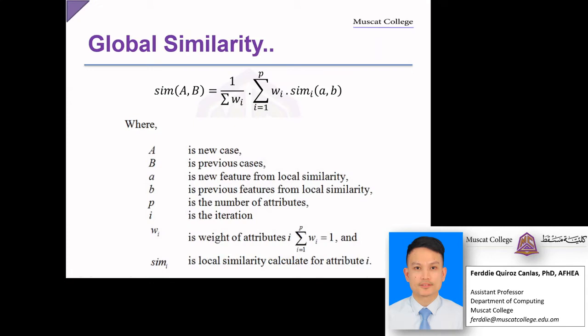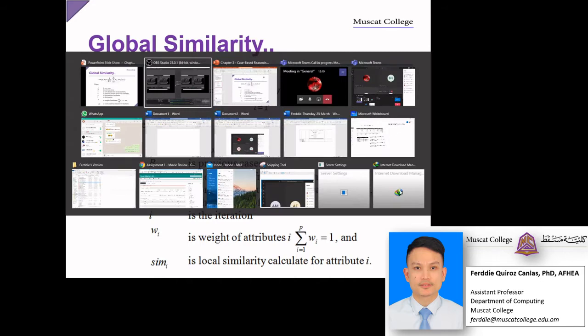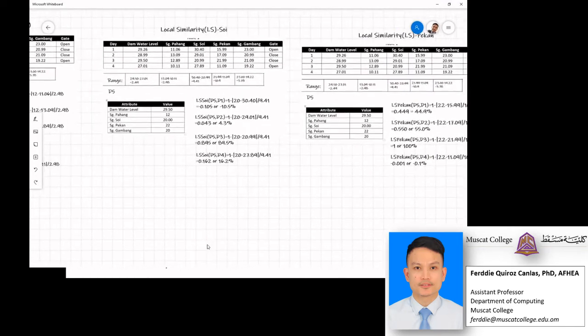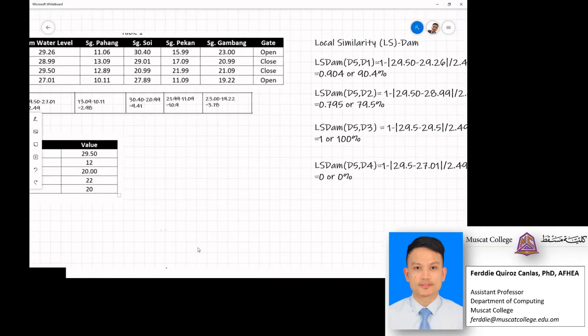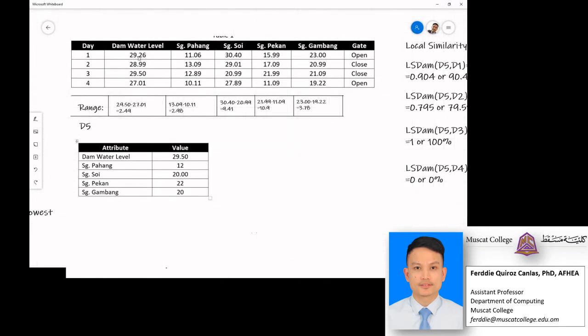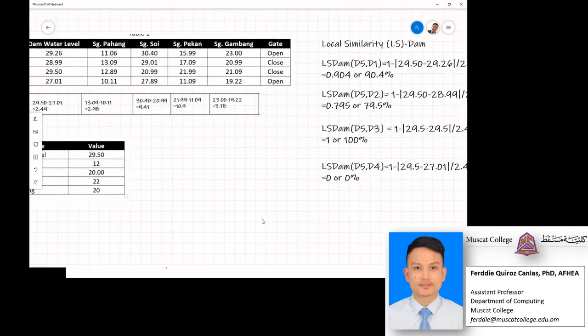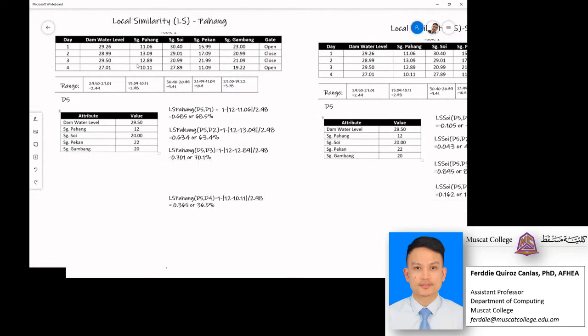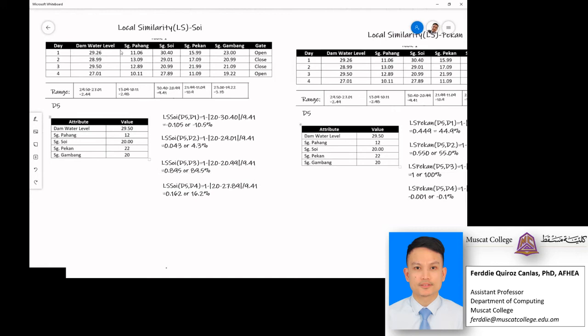We are going to continue this topic, and I think last time we finished calculating the local similarities, and we spent a lot of time calculating it. If you remember, we started calculating everything from the dam, the local similarity from the dam water level. So we compared this into this, and also we did a comparison for the level of water in the river Pahang, which is 12. We compared it with this one with the days here, so day 5. And also we did a comparison for the local similarity of Soi, which is this. We tried to make comparisons on each value here on each day.